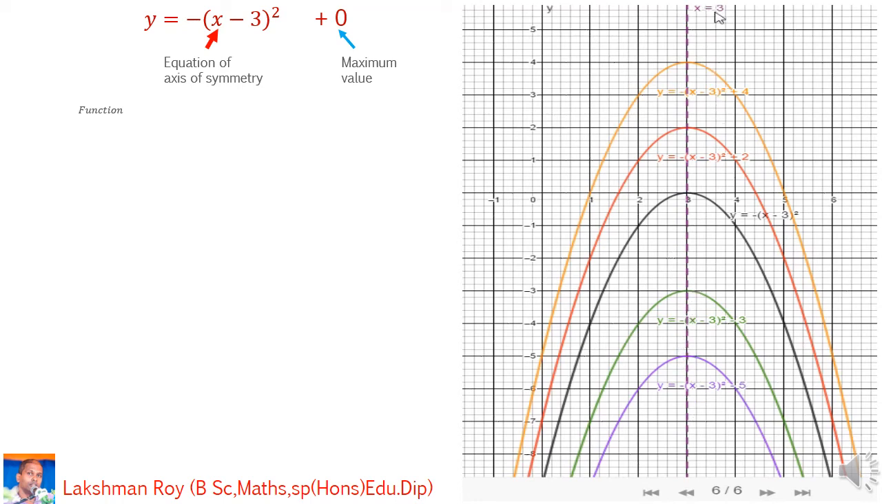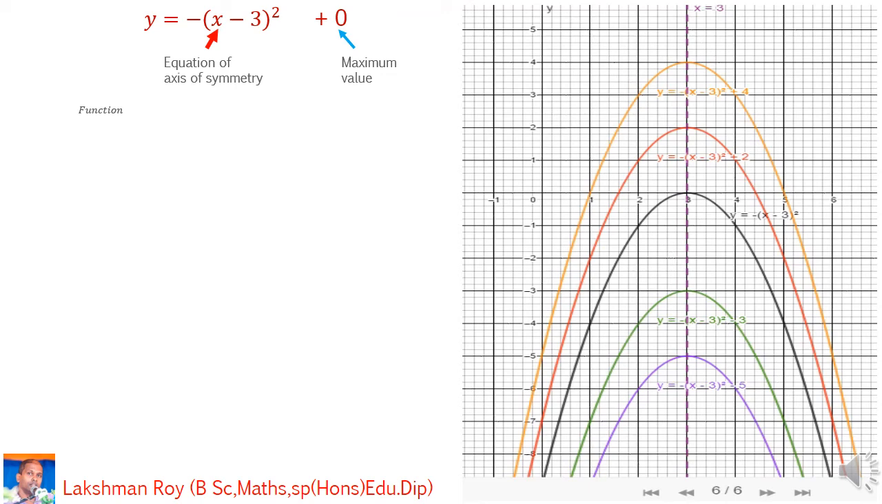You can see now this dotted line. The dotted line is the equation of the axis of symmetry, that is x equals 3. So in every graph you can see the (x minus 3) squared part is constant, it does not change, but the subtracting and adding values differ because of translating vertically up and vertically down. So this is actually what happens when a graph moves upward and downward.